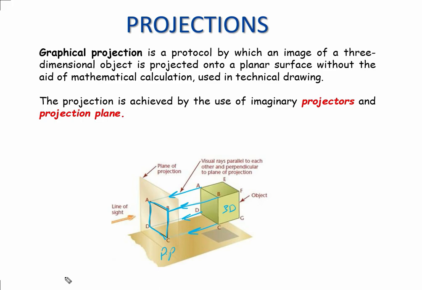Now, what that means is we have someone here. Imagine that someone here is looking perpendicular to this surface, directly like this. In this case, we have a projection plane between the observer and the 3D object. By the way, this is called the 3D projection method.